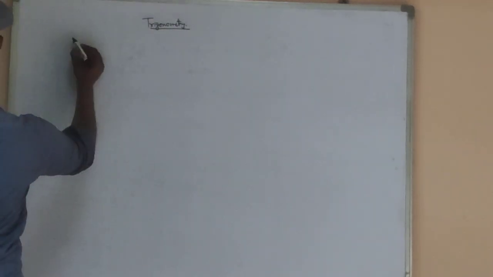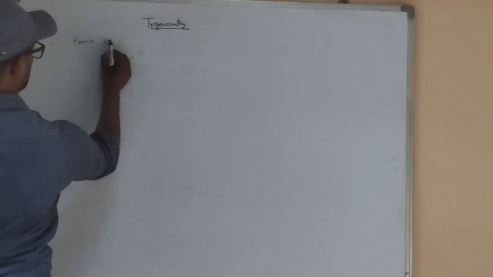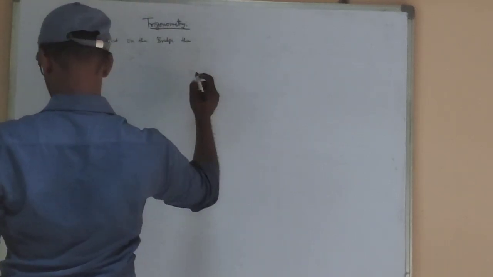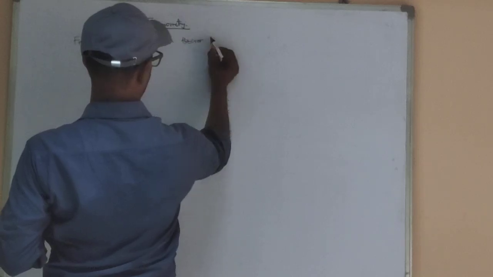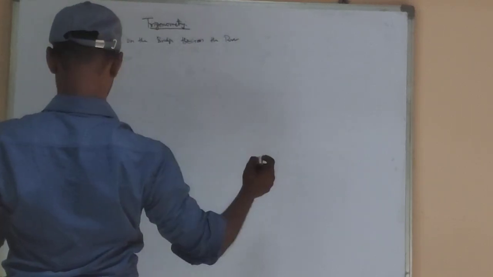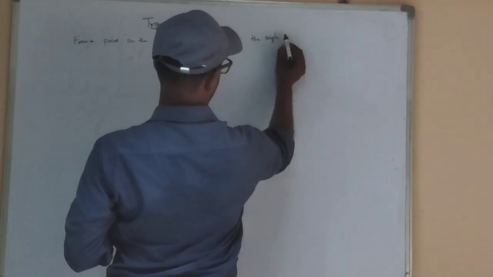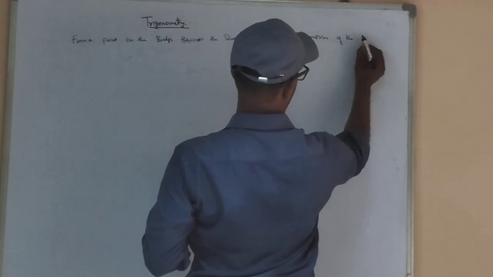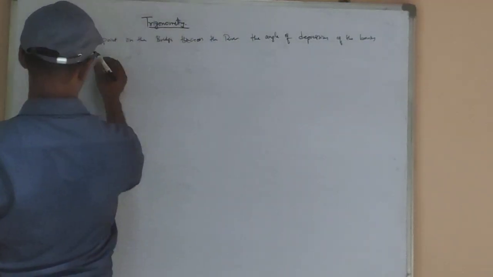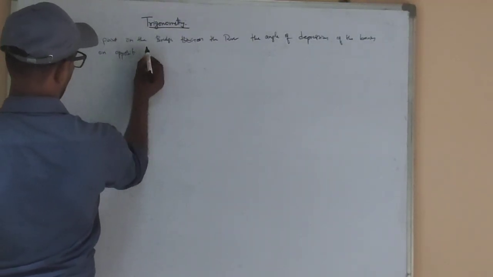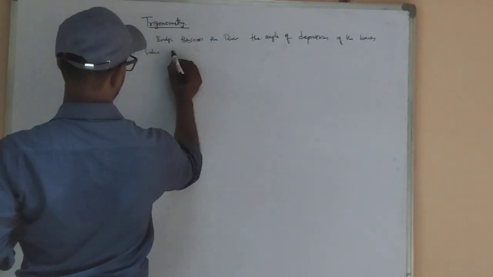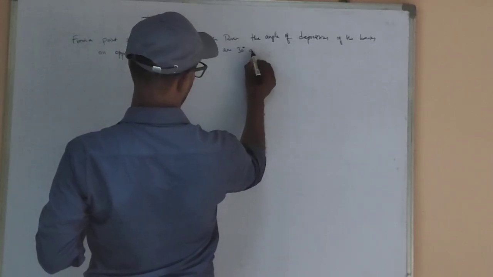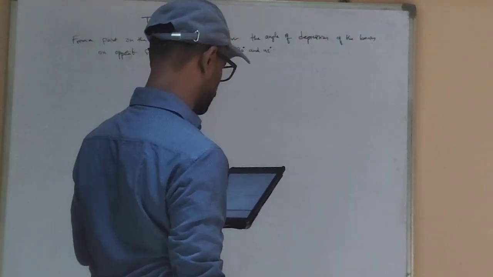From a point on the bridge across the river, the angles of depression of the banks on opposite sides of the river are 30 degrees and 45 degrees respectively.